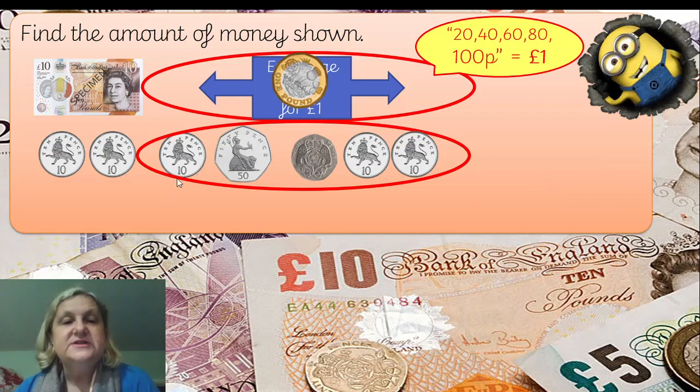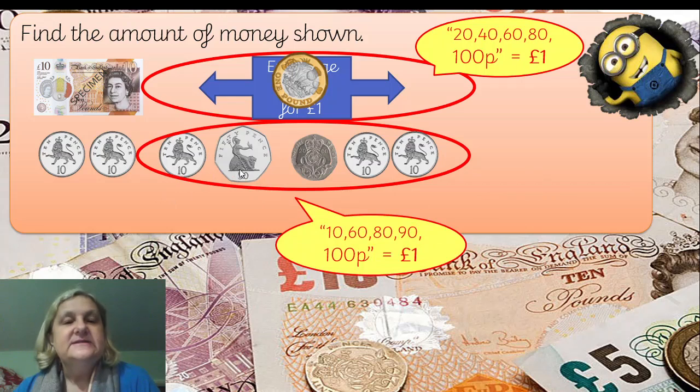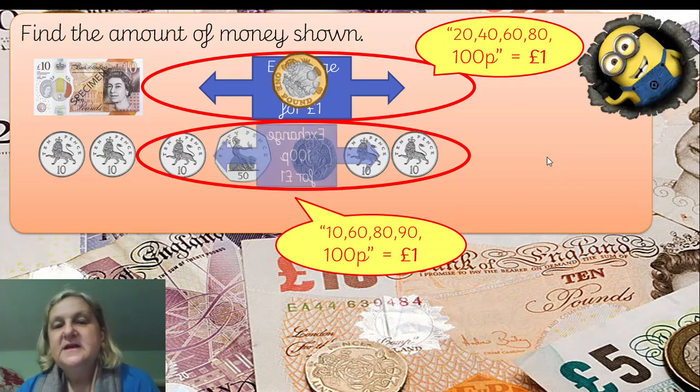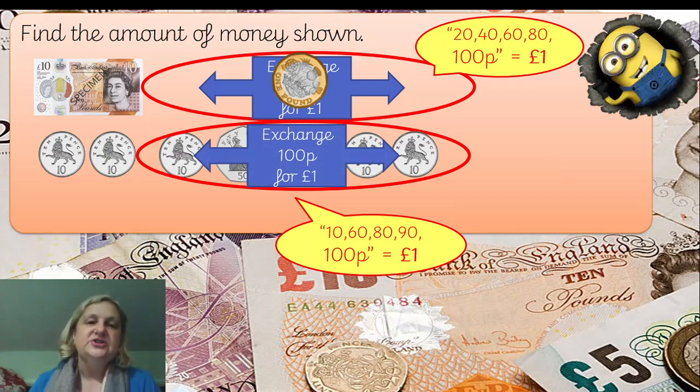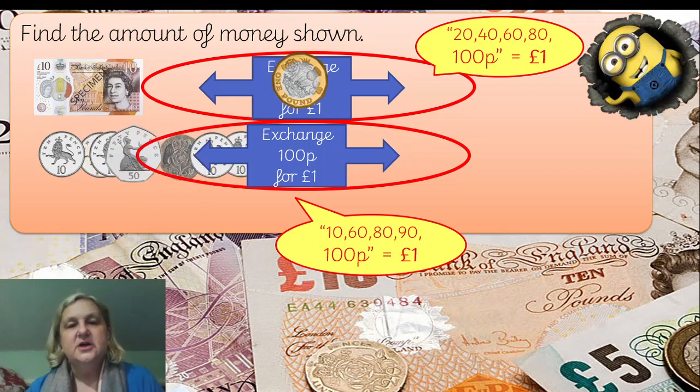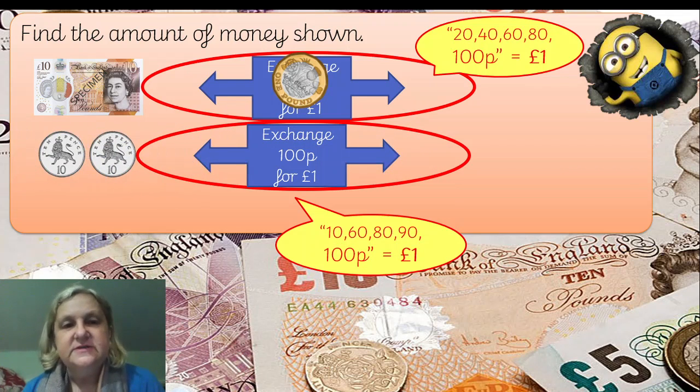So we've got 10, 60, 80, 90 and 100, or you might want to have started on the 50 and then gone 60, 70, 80, 90, 100. It's up to you. As long as you get the right number at the end, it doesn't really matter. So let's exchange those. Let's shoot them off. There they go, and in comes the pound.